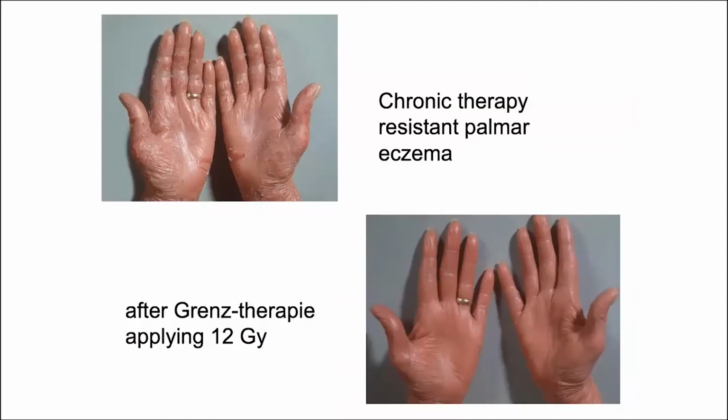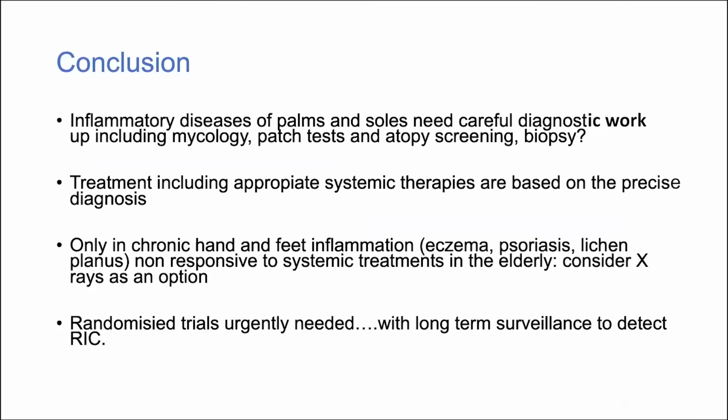Here, another patient who had a lot of problems, painful inflammation of the palms and soles, and a clear improvement after Grenz therapy. You see here the total dose was 12 grays. So these were 6 sessions, applying 1 gray per session. So at the end, these are anecdotal cases that show that irradiation therapy can have a benefit in this patient population.